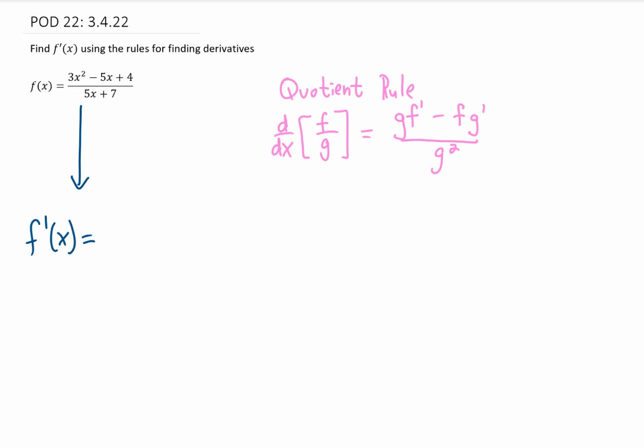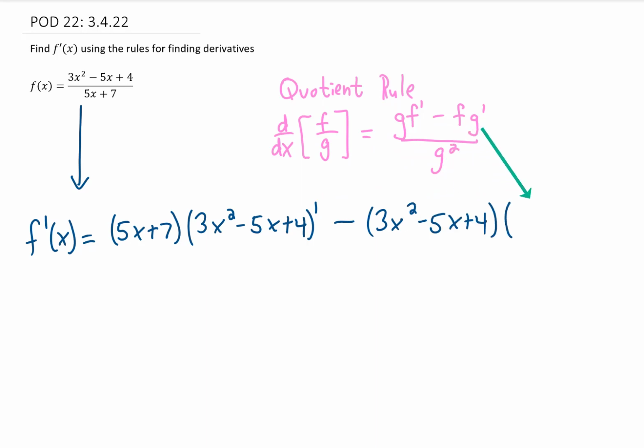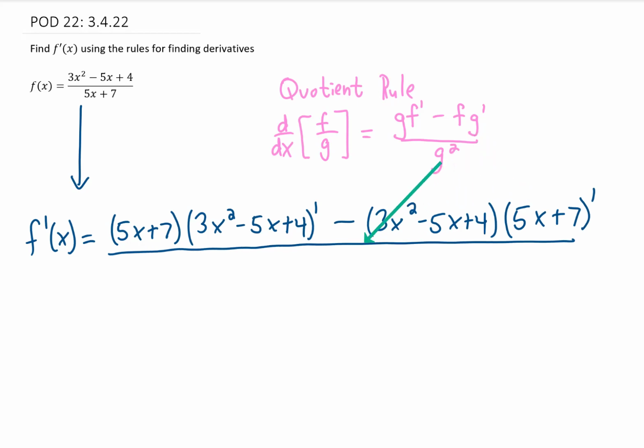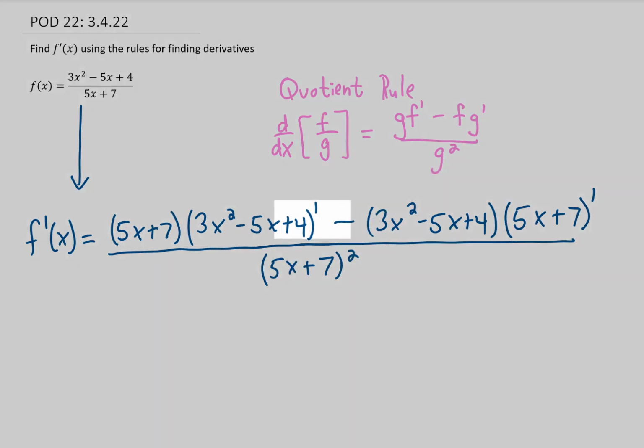To do this, we're going to start by copying down the denominator. Then we're going to multiply that by the derivative of our numerator. I'll use this shorthand notation for that. Then we're going to subtract. We're going to copy down our numerator. We're going to multiply that by the derivative of our denominator. And then we're going to divide this whole result by the square of our denominator. Again, that's low d high minus high d low all over the square of what's below.